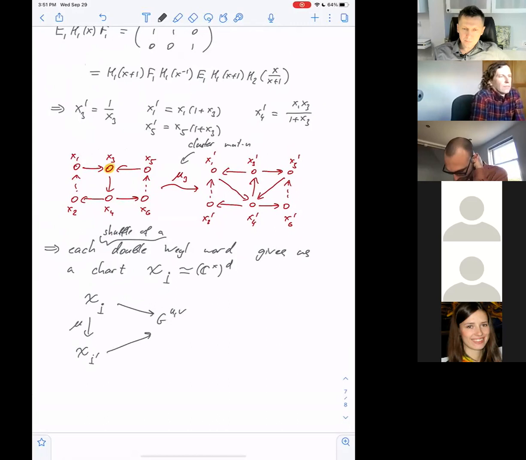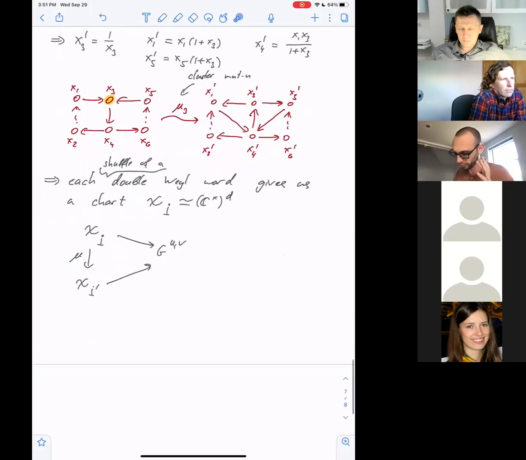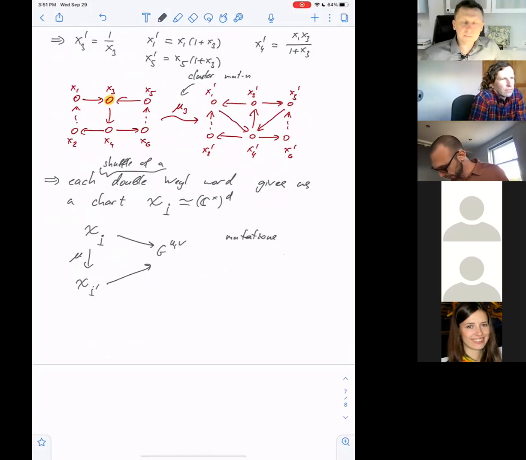Mutations mean this weird thing: as soon as we found one chart, we can now construct new charts just from the data of the first one. So we found one chart, and then we can mutate at this spot, or mutate at this spot, or mutate at this spot. So we found one chart, and then somehow miraculously a whole variety pops up. So we have these charts, and we treat mutations as the gluing data between charts.